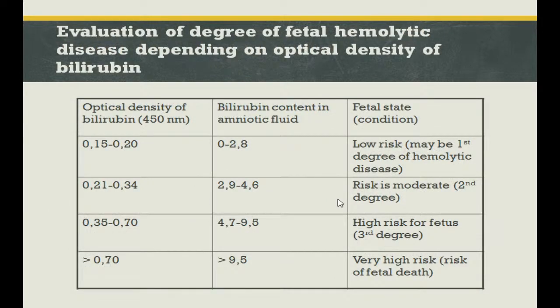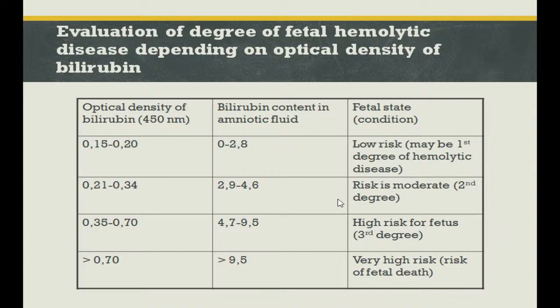And here is a table. I propose to learn it by heart, because it is the evaluation of the degree of fetal hemolytic disease depending on the optical density of bilirubin in amniotic fluid, taken by abdominal amniocentesis. If the optical density of bilirubin is 0.15 to 0.20, the risk of fetal compromise is low, maybe first degree of hemolytic disease. Thus we can try to prolong this pregnancy with observation. 0.2 to 0.34, the risk is moderate, second degree.